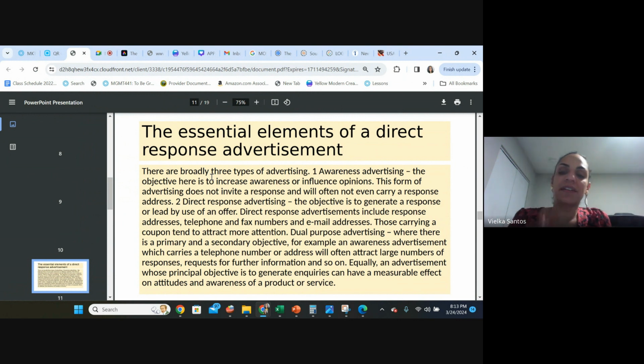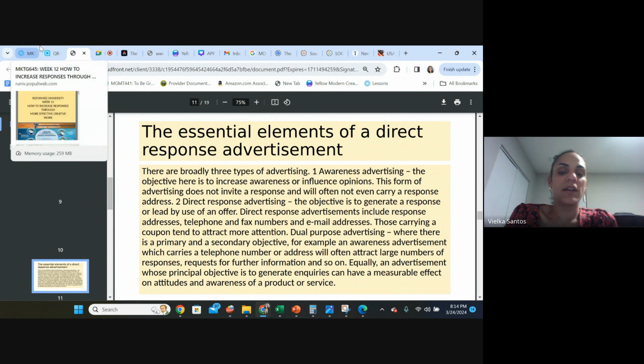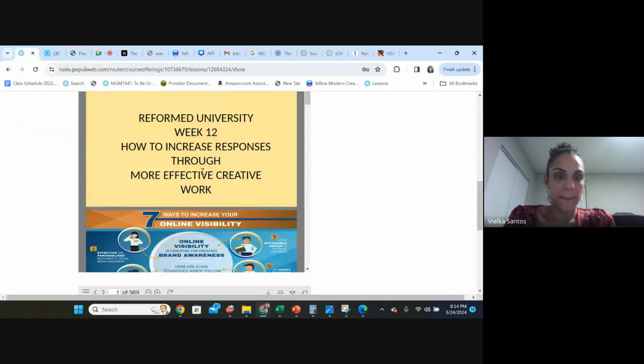Dual purpose advertising, where there is a second objective, for example an awareness advertisement which carries a telephone number or address, will often attract large numbers of responses, requests for further information, and so on. Equally, an advertisement whose principal objective is to generate inquiries can have a measurable effect on attitudes and awareness of a product or service. So this is the part we are talking about here.